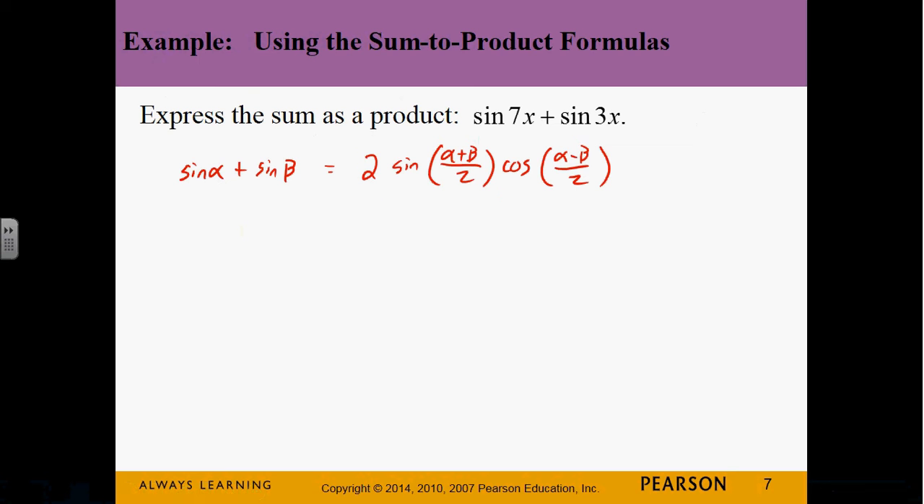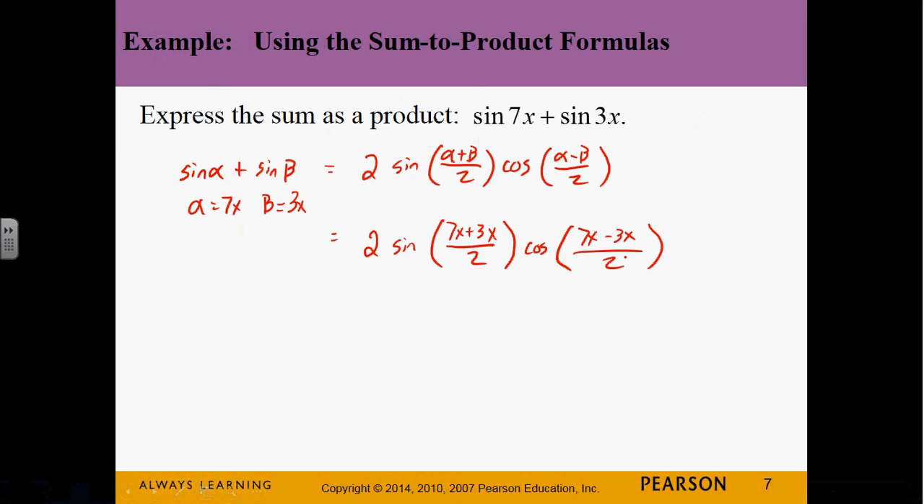All right, so this is just going to be alpha equals 7x, beta equals 3x, equals 2 times the sine of alpha plus beta, so 7x plus 3x over 2, cosine of 7x minus 3x over 2. So that's 2 times the sine of 10x over 2, cosine 4x over 2, which is 2 times the sine of 5x cosine 2x.